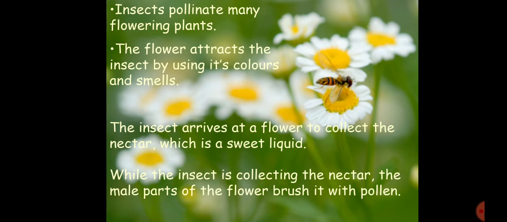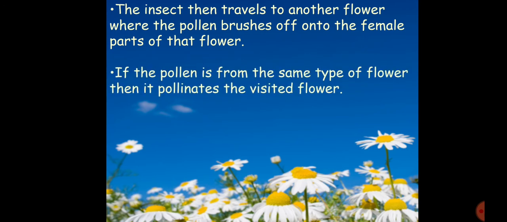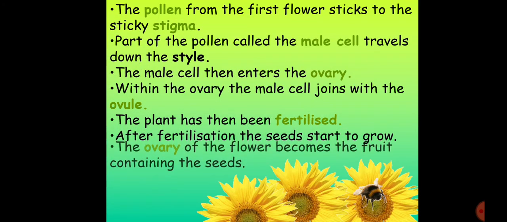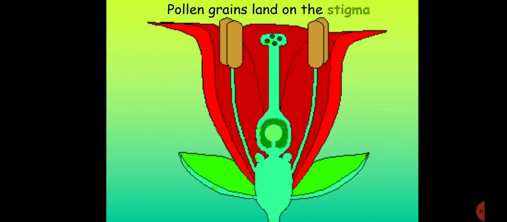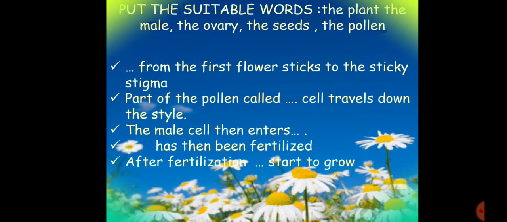While the insect is collecting the nectar, the male parts of the flower brush it with pollen. The insect then travels to another flower where the pollen brushes off onto the female parts of that flower. If the pollen is from the same type of flower, then it pollinates the visited flower. Pollen grains land on the stigma. The male cell travels down the tube and then fertilizes the ovule. Now the seeds start to develop and grow.